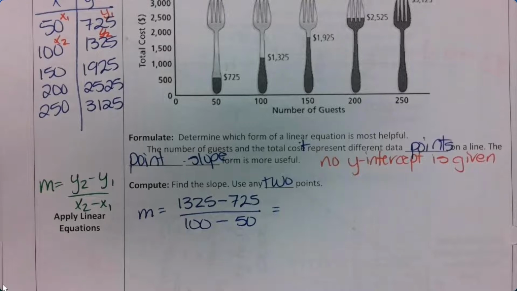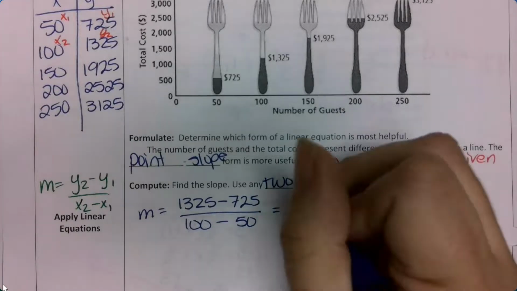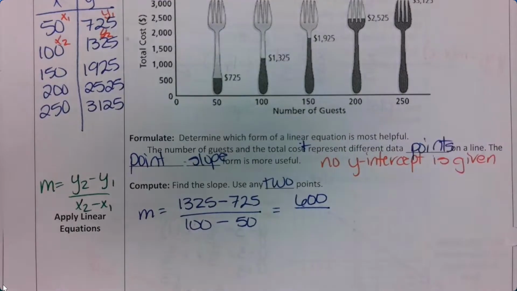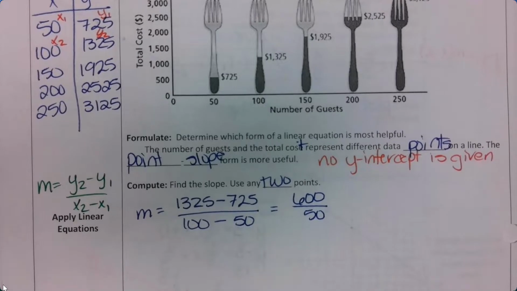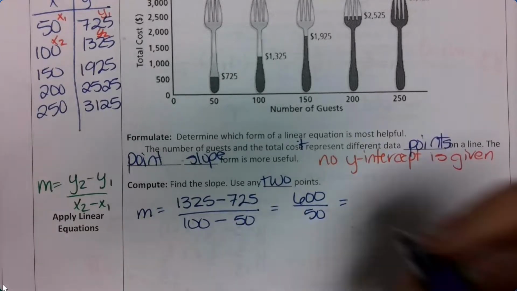What is 1,325 minus 725? Use a calculator if you need to. It's a little more than that. Okay, 100 minus 50. Okay, so what do I want to do next on my calculator? Yeah, 600 divided by 50 gives me, try again. You're close, just 12.